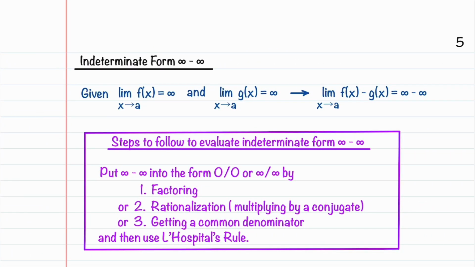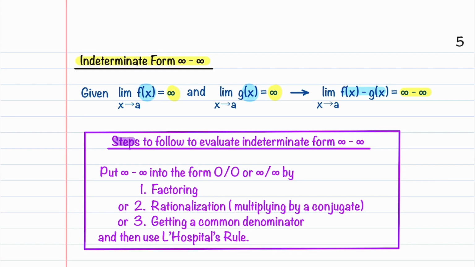Let's now look at our other indeterminate form, infinity minus infinity. If we are given the limit of f of x as x approaches a is infinity, and the limit of g of x as x approaches a is also infinity, then the limit of f of x minus g of x as x approaches a is the indeterminate form infinity minus infinity.